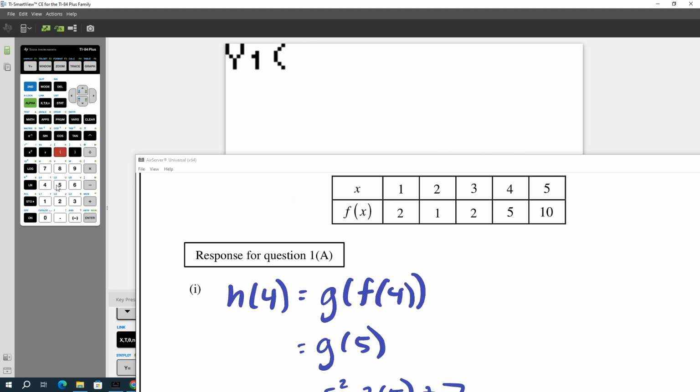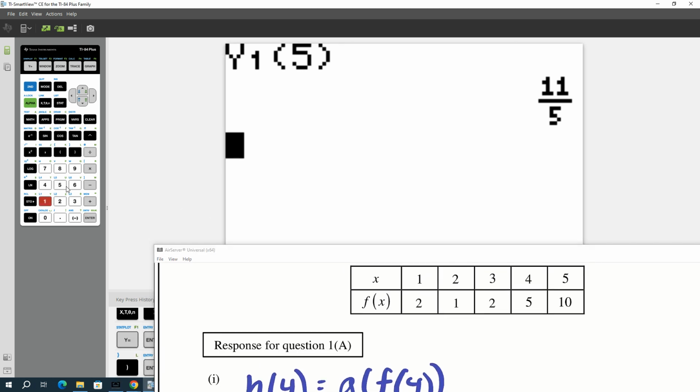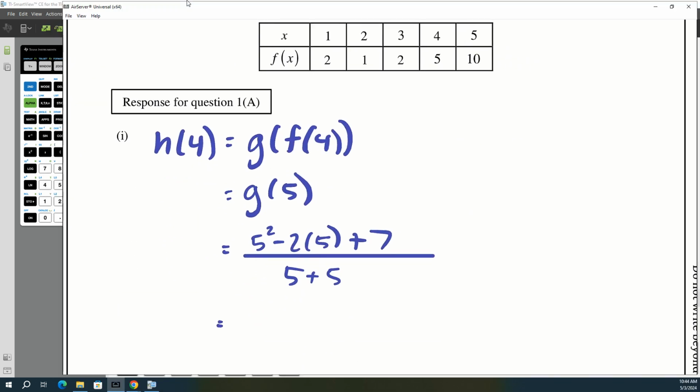of 5. Now we have to be super careful, because y1 of 5 gives you 11/5. Is 11/5 going to give you any points? If it says to find the decimal approximation, 11/5 is going to give you no points. So it's super easy to figure out what 11/5 is. You just do 11 divided by 5. 2.2.